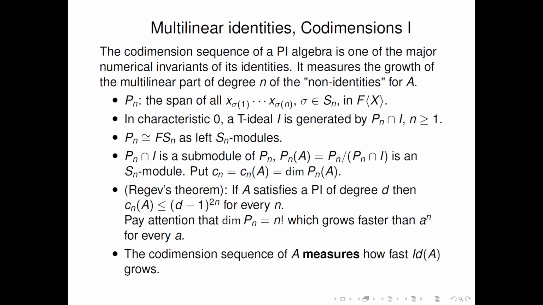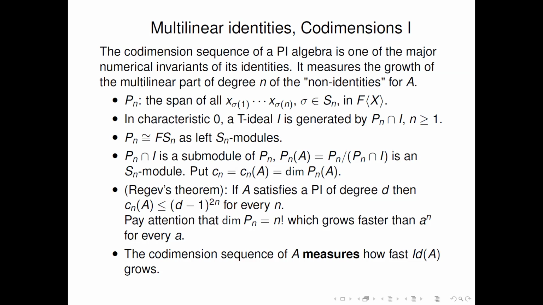And then Regev's theorem is this. The important point is that the dimension of Pn is n factorial. And if A is PI, then this dimension must be less than or equal to some exponential function. Exponential functions grow much slower than the factorial. And this is the important fact.